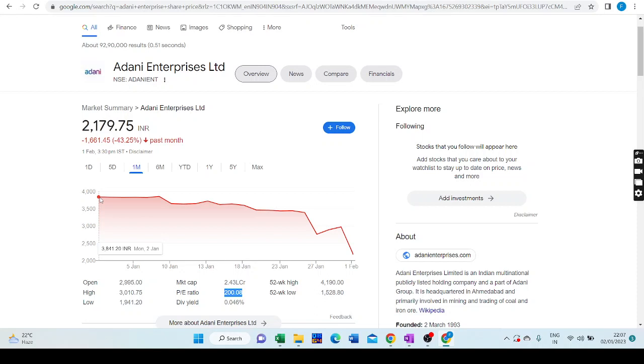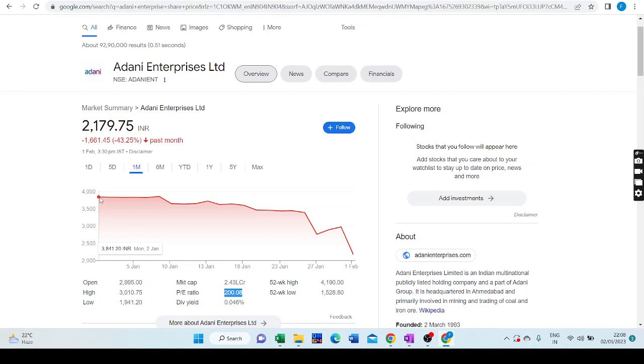And one bad report, and there is a massive PE re-rating. The PE has been reduced from 350 to 200, although there has been no change in the EPS of the company. The EPS of the company is still the same. It's just because Hindenburg came out with a very solid report against Adani Enterprises. The stock has fallen, right?